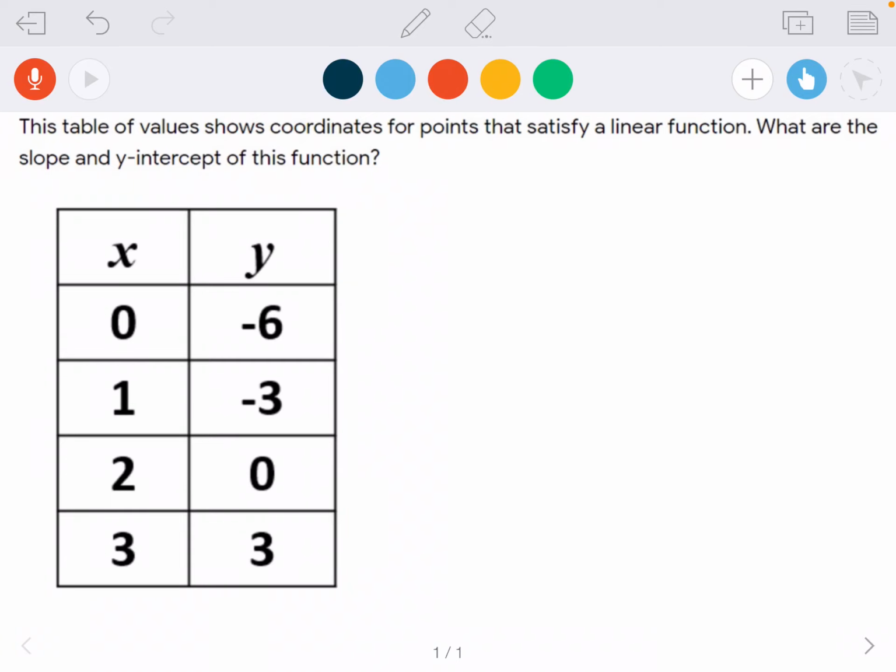This table of values shows coordinates for points that satisfy a linear function. What are the slope and y-intercept of this function? So in this problem, we need to find out what is the slope and what is the y-intercept.